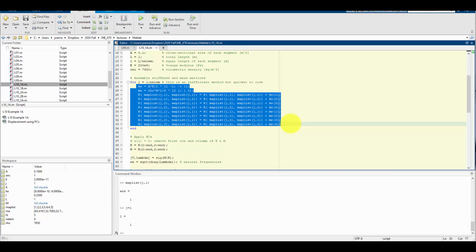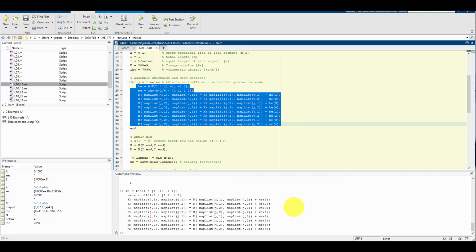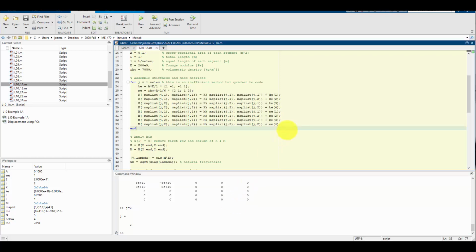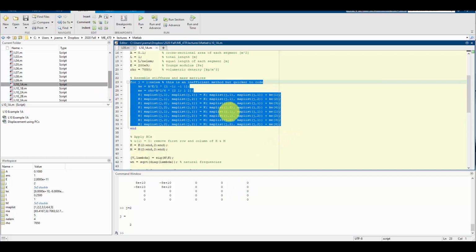So I'll run, not in the for loop yet, but just this material. And now let's look at k. So what it did is it slotted into the correct spot my local matrix into row 1 and row 2, column 1 and column 2, because this is pertaining to node 1 and node 2. So let's go on to, I'll make j equal to 2 and see what happens when I'm now talking about element 2. So element 2 is attached on the left to node 2 and on the right to node 3. So now with j equal to 2, I'll just run the inside of this.